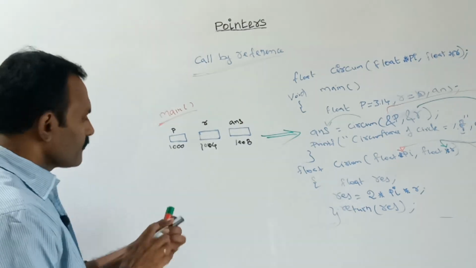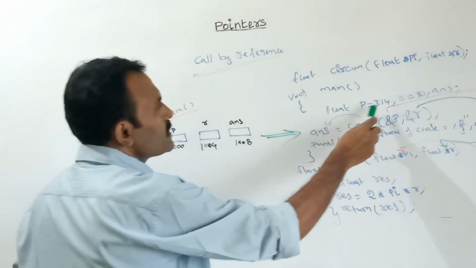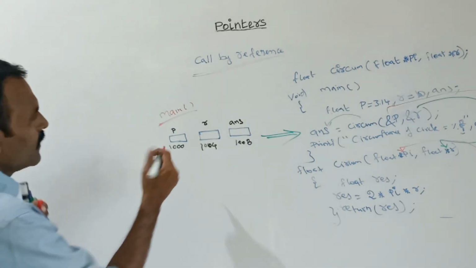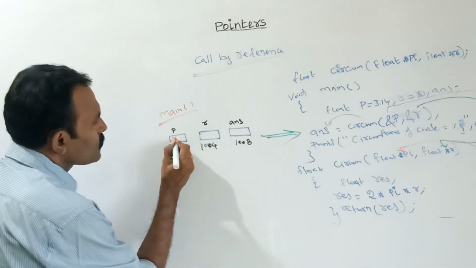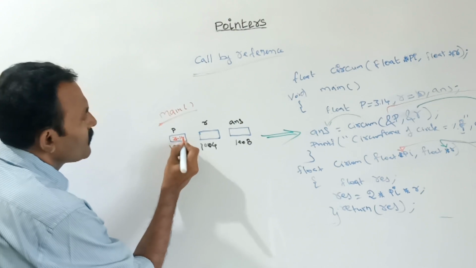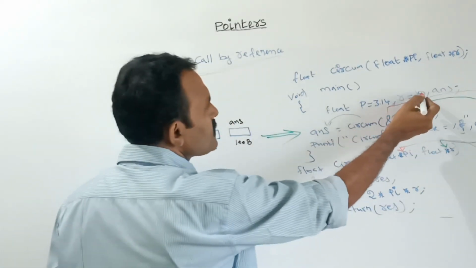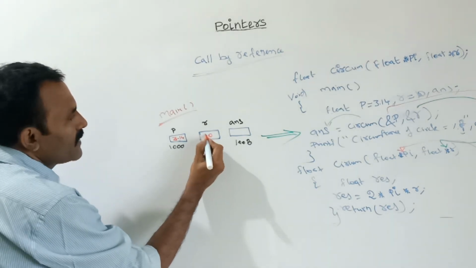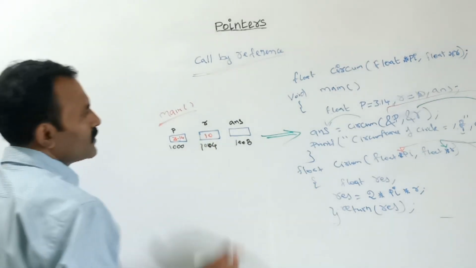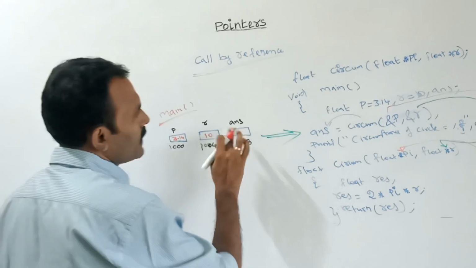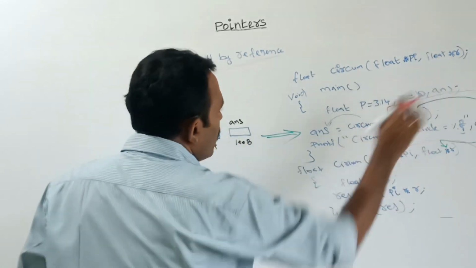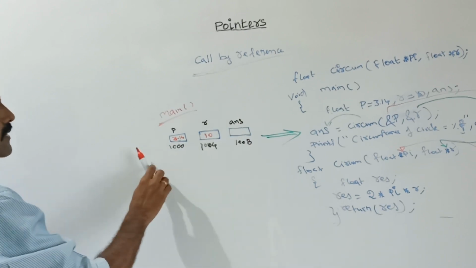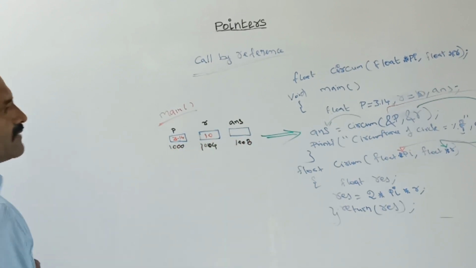See here, p is equal to 3.14. So inside this memory I am storing the value 3.14. Next, r is equal to 10, this is a constant value. So inside this memory block the value 10 is stored. Next, ans is empty. So after this step, memory will be allocated for each and every variable.